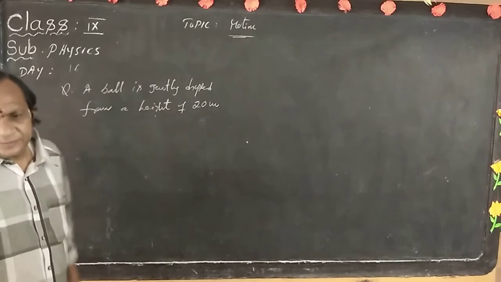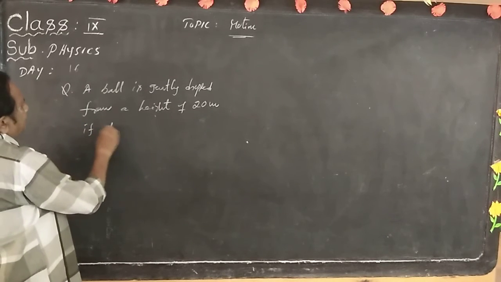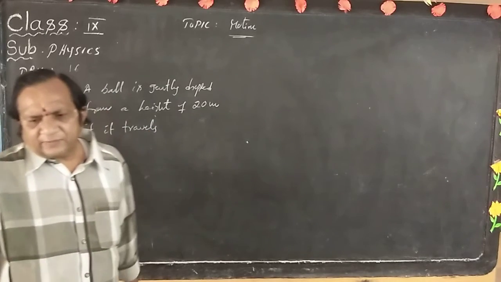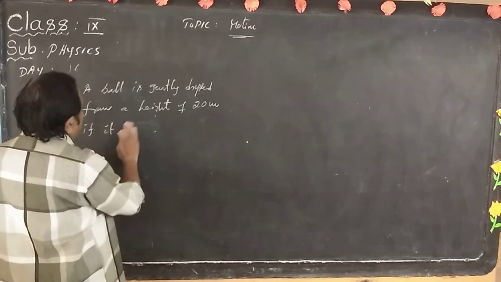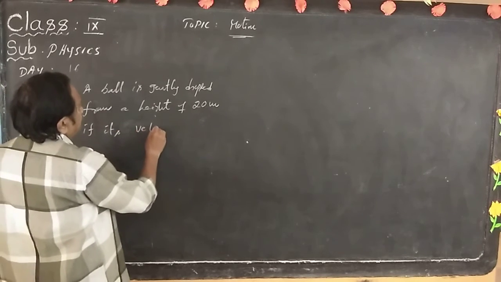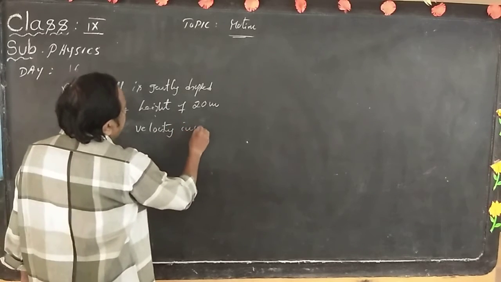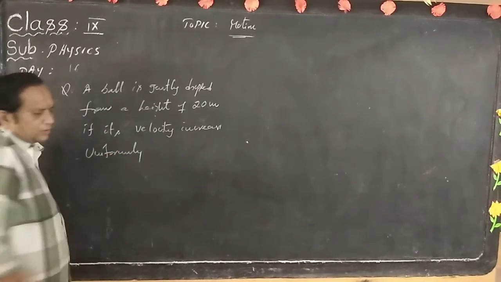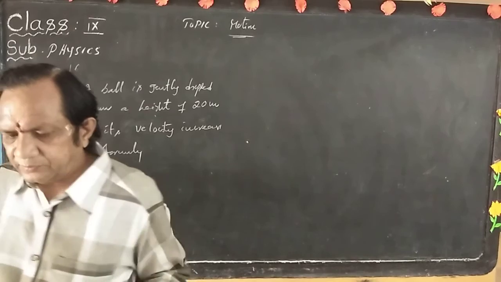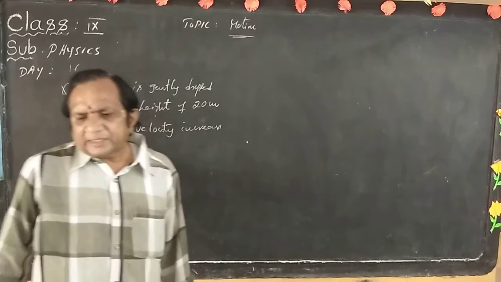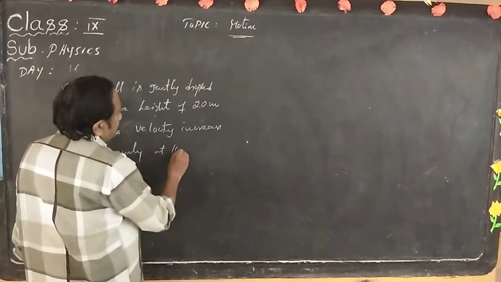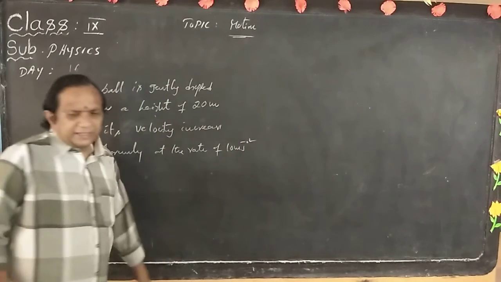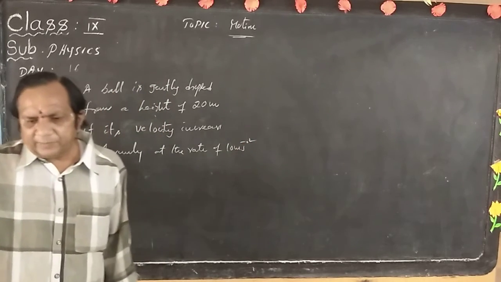If its velocity increases uniformly at the rate of 10 meter per second square, means the acceleration of the body will be 10 meter per second square.